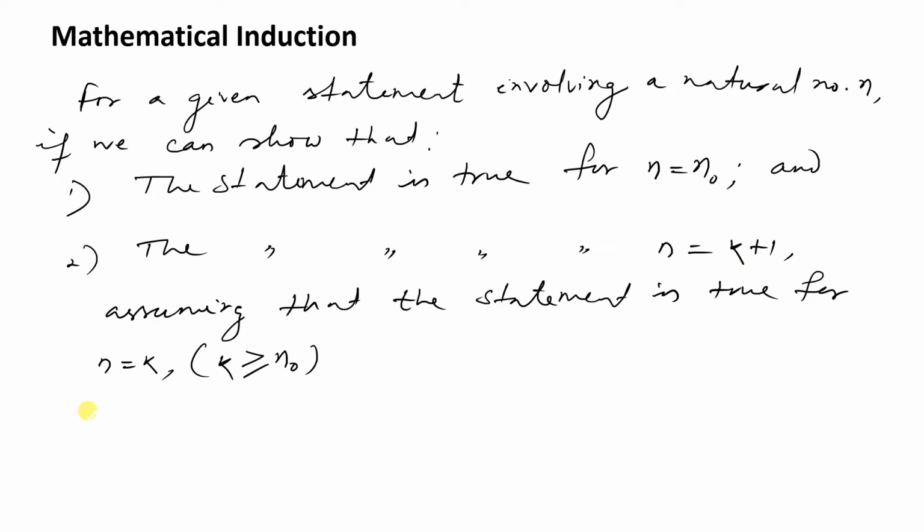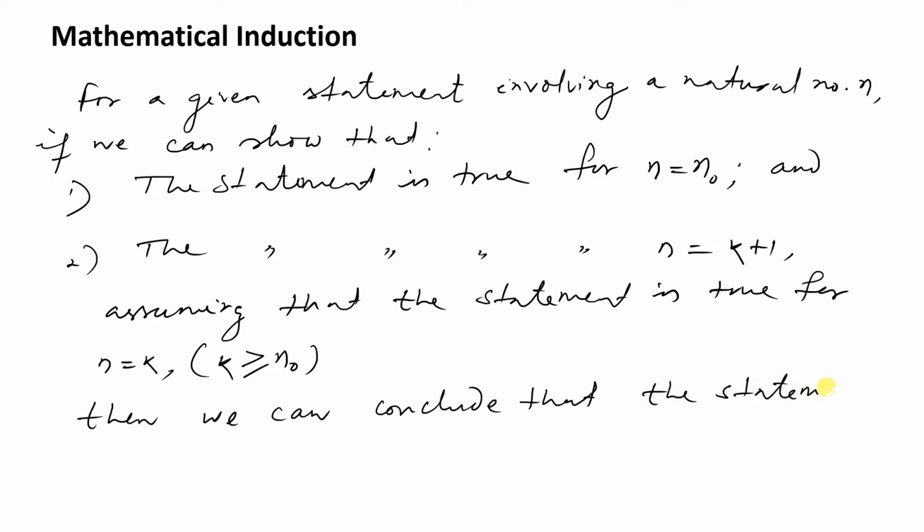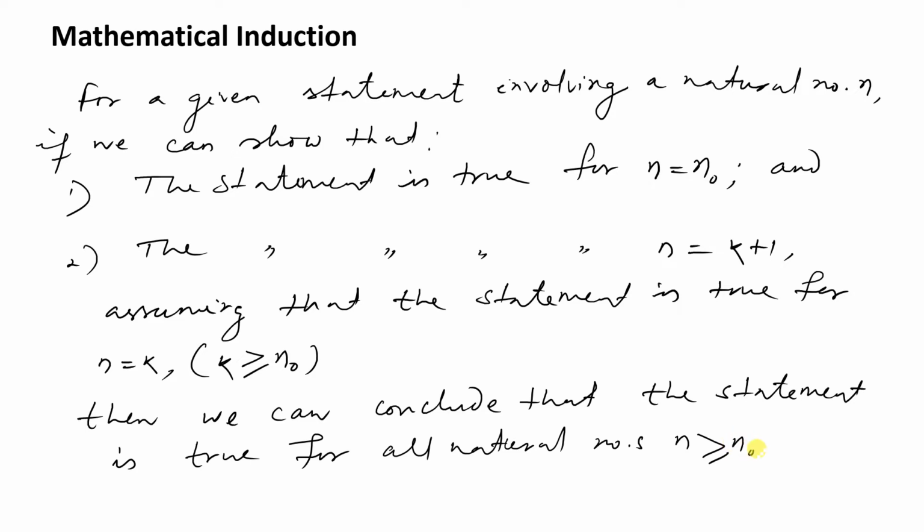So here at the bottom you can write, then we can conclude that the statement is true for all natural numbers n greater than or equal to n naught. Remember this one, n greater than or equal to n naught is given.